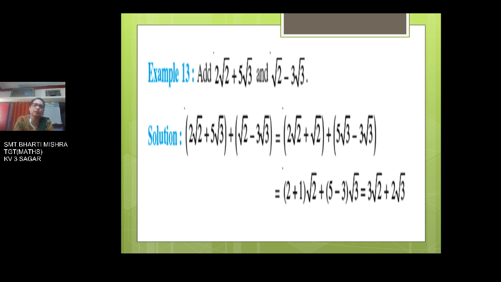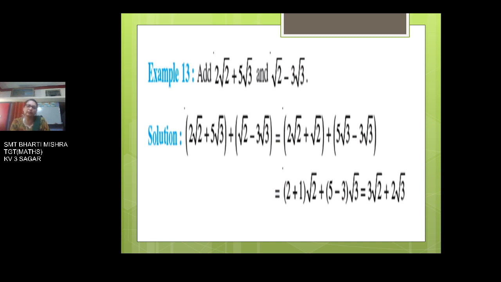First of all, we put these two terms, binomials, because there are two terms, in brackets. Now we are opening the brackets and making a suitable rearrangement. Root 2 terms are kept together and root 3 terms are kept together. Now we make combinations of 2 root 2 plus root 2, and in another set we have 5 root 3 minus 3 root 3.